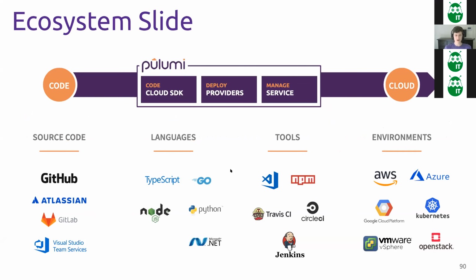So just taking a look here at the ecosystem. Pulumi is tightly integrated with all the source code providers, all the identity providers that you would expect. We support a suite of languages for authorship, including TypeScript, Go, Node.js, Python, all of the .NET languages. And with those languages comes the tools that you're used to, the package managers, the editors, the CI/CD integrations, right? On top of that, we have support for all the cloud environments. AWS, Azure, GCP, Kubernetes on any cloud that you want, OpenStack, VMware, the list goes on.